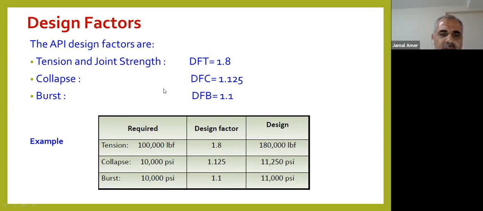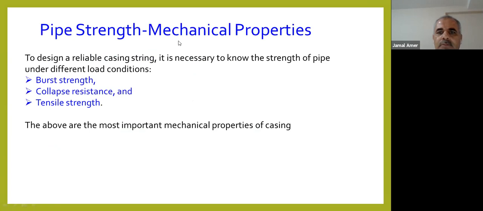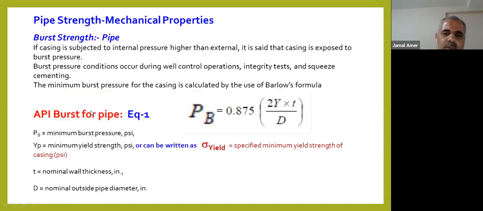We call this design factor or safety factor to give us a higher margin, because maybe we will face a problem we didn't consider during our design program. So we use these design factors. Pipe strengths, mainly we will focus on burst strength, collapse resistance, and tensile strength. We have equations. We call it the API burst equation for pipe. This is the equation.